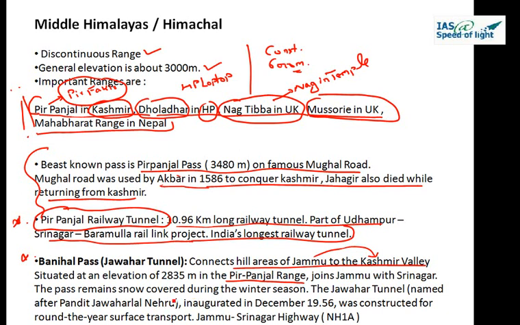The pass remains snow covered during the winter season, and the Jawahar Tunnel, named after our old Prime Minister Pandit Jawaharlal Nehru, was inaugurated in December 1956. So this particular Jawahar Tunnel, which connects Jammu to Kashmir, was opened by Jawaharlal Nehru in 1956. This is the NH1A National Highway, which connects Jammu and Srinagar.